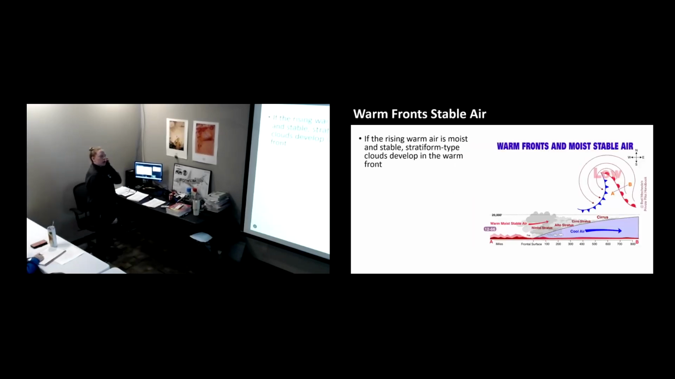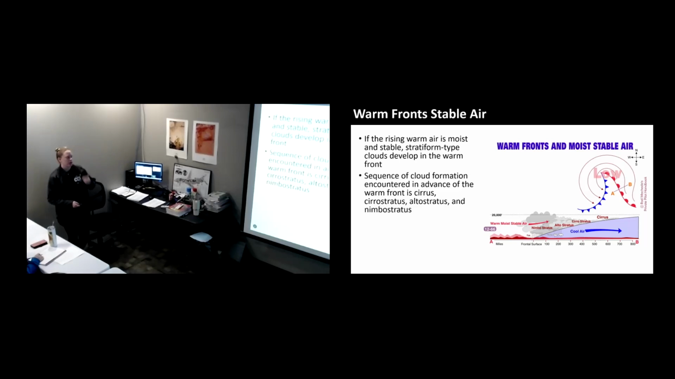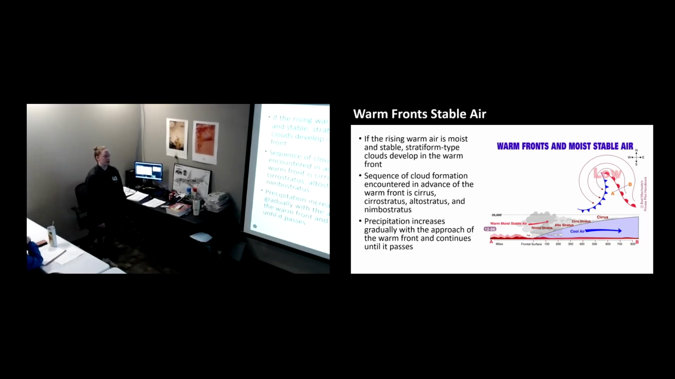If the rising warm air is moist and stable, stratiform clouds will develop in the warm front, those nice happy clouds. Sequence of cloud formation encountered in advance of the warm front is cirrus, cirrostratus, altostratus, and nimbostratus. Precipitation increases gradually within the approach of the warm front and continues until it passes.